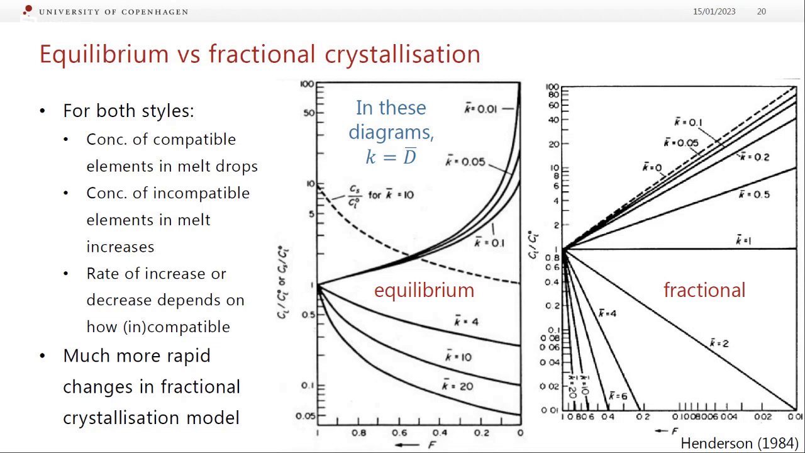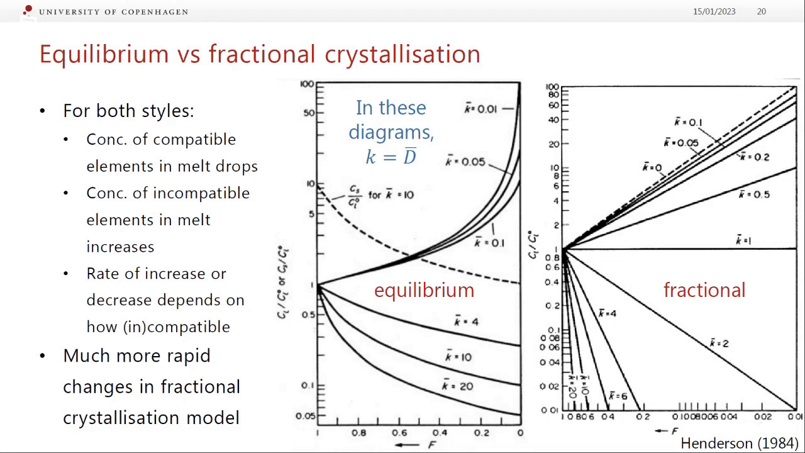For an incompatible element, then because we're forming crystals but we're not putting that element into the crystals, the concentration goes up in the melt. So if we have a very incompatible element, then it goes up quite quickly. If we have something that's a bit less incompatible, then it goes up a little bit more slowly. The main difference between these two diagrams is that the changes are faster for fractional crystallization. And so if we have a highly incompatible element in fractional crystallization, it will go up more rapidly at first than in equilibrium crystallization. And the same goes for the compatible elements.